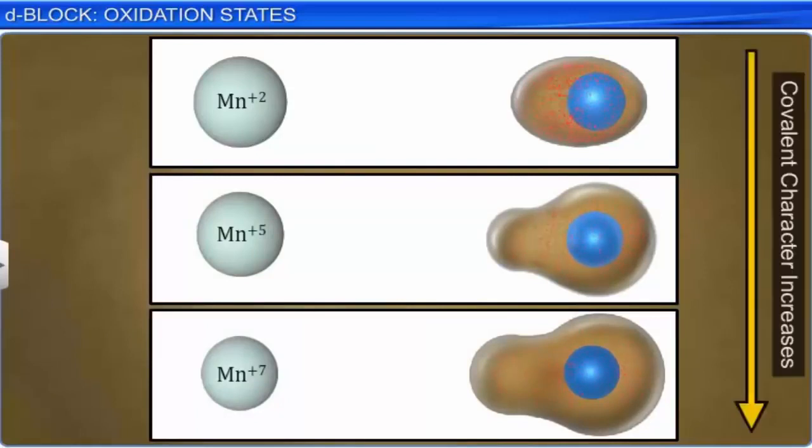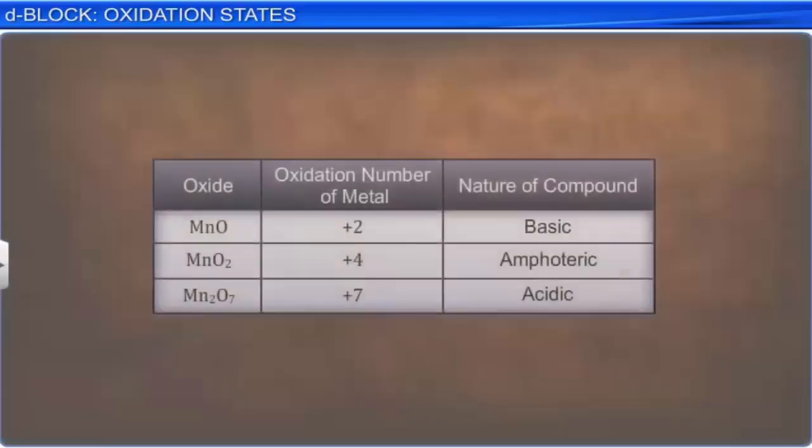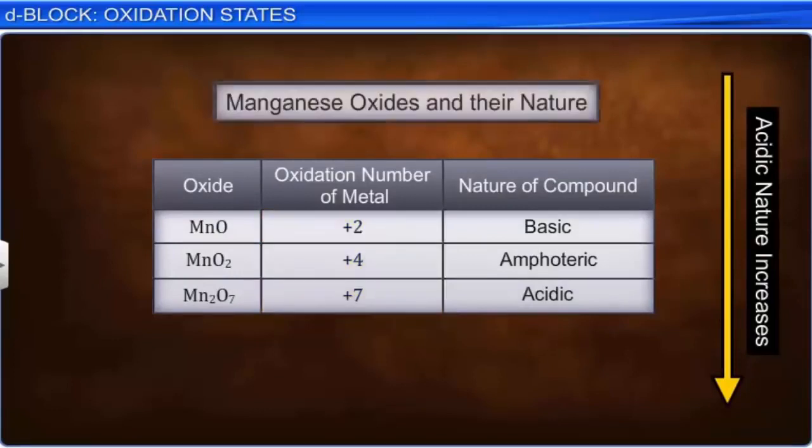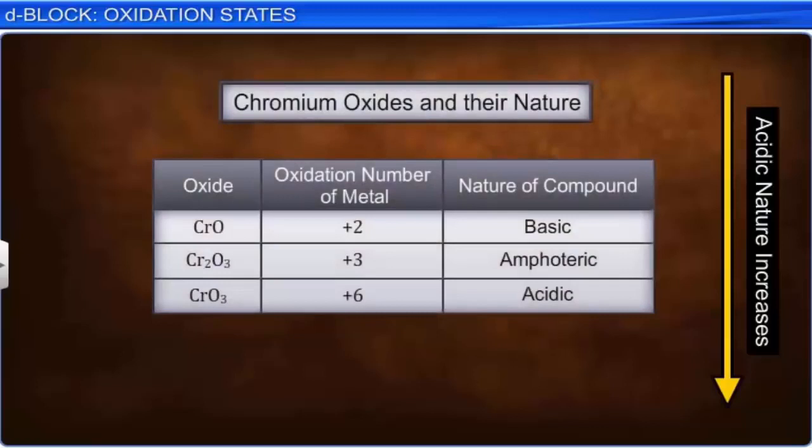The acidic nature of the oxides increases with an increase in the oxidation state of the transition element. For example, manganese(II) oxide is basic. Manganese(IV) oxide is amphoteric, while manganese(VII) oxide is acidic in nature. Similarly, chromium(II) oxide is basic, chromium(III) oxide is amphoteric, and chromium(VI) oxide is acidic.